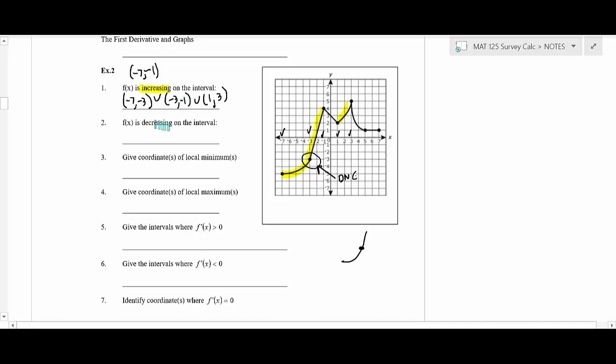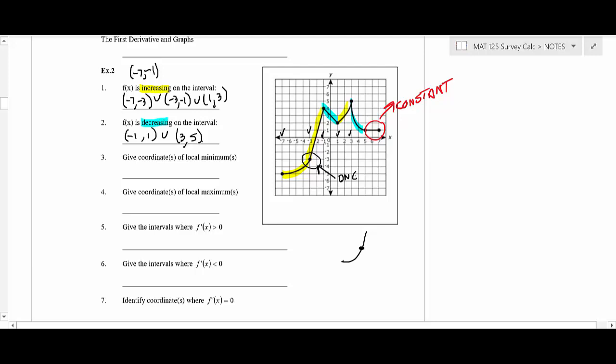Next thing we're going to look at is where does the function decrease. That's going to be here to here and here to here. Now this part right here, we would call that constant because the function values don't change. It's perfectly level. The derivative would be 0 through that whole interval. So we would name this again with x values. Decreasing would be -1 to 1. Then it would pick up again from 3 to 5. Again, what I'm doing is looking at x values.